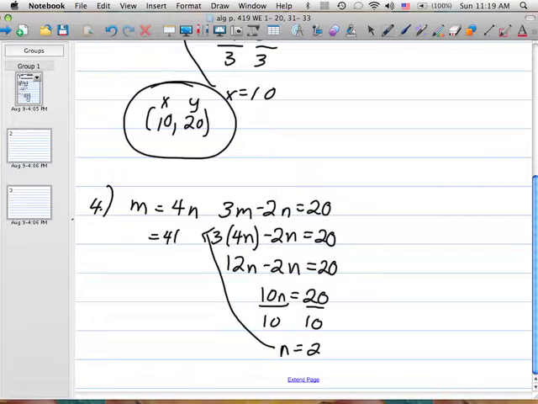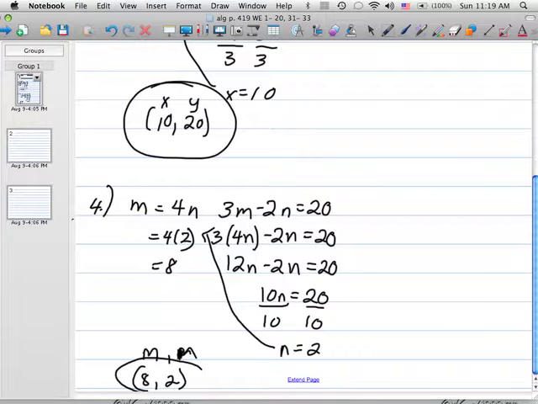I have the value for n, so I'm going to plug it back in, substitute it back in here. So 4 times 2 is 8. So m is 8. My ordered pair is m, n, alphabetical order m, n. So m is 8 and n is 2. It is wrong if you get them in the wrong order, so be careful.